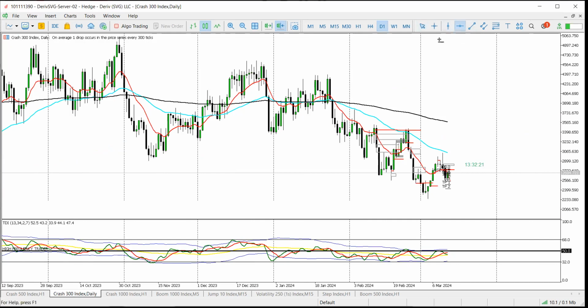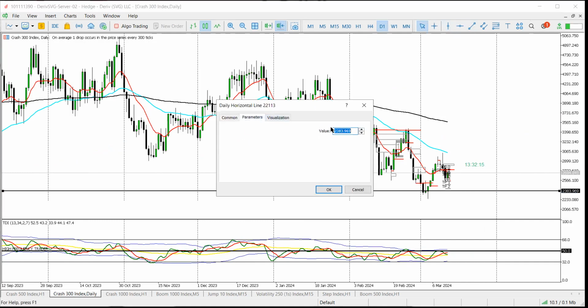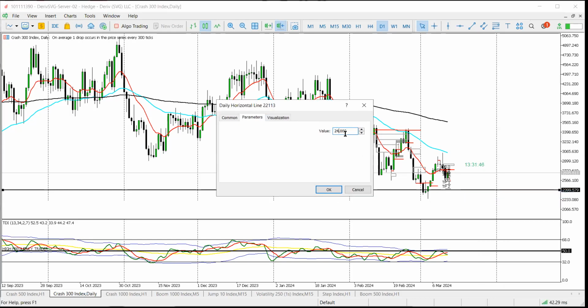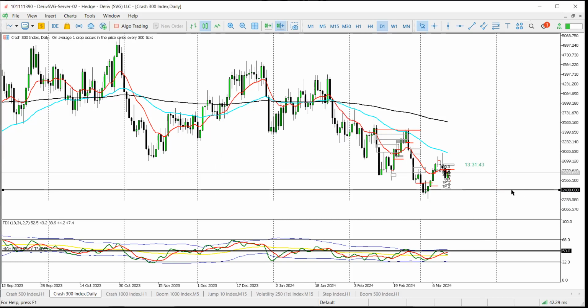Let's see where 2403 is, or rather 2400. Let's just round it up to 2400, which is the point he sees. Okay, awesome stuff. So price can potentially fall all the way to 2400. That's a potential target right there, 2400.